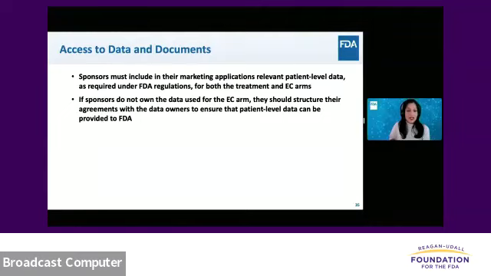It is imperative that sponsors include in the marketing applications relevant patient level data as required under FDA regulations for both the treatment and external control arms. If sponsors do not use their own data for the external control arm, they should structure their agreements with the data owners to ensure that patient level data can be provided to the FDA. Next slide, please.